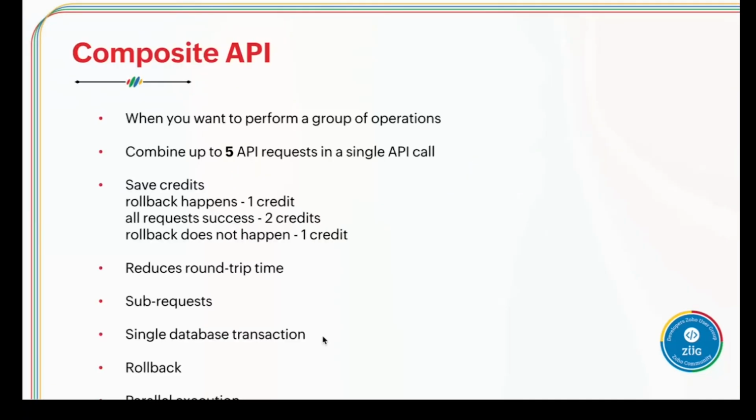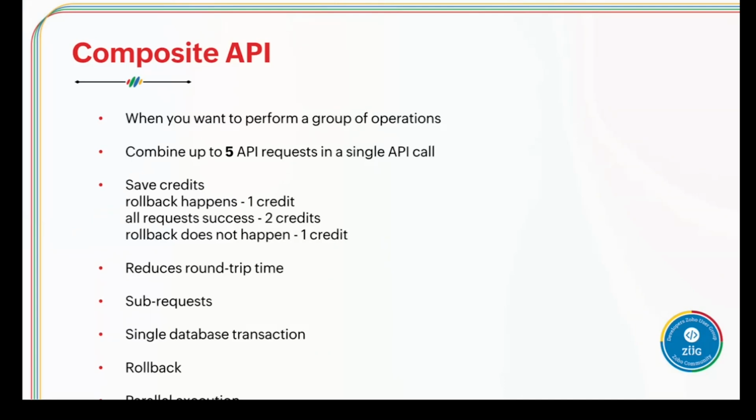So what does composite mean? Composite simply means combining. In Composite API, you can combine up to 5 API requests in a single API call. So when do you have to use this? For example, let's say you have the need to perform a group of operations together. For example, you want to create a lead, and as soon as the lead is created, you want to convert it. In that case, you can use the Composite API.